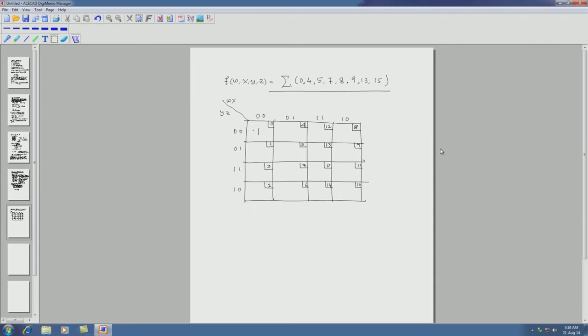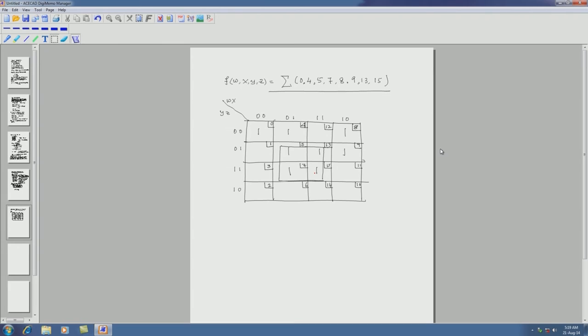Now we can read off from the formula and write 1 in appropriate places. In 0 we have got 1, in 4 we have got 1 and then in 5 we have got 1, in 7 we have got 1, in 8 we have got 1. In 9 also we have got 1, then lastly 13 and 15. Now our goal will be to cover these ones by rectangles in such a way that we can cover all of them with minimal number of rectangles.